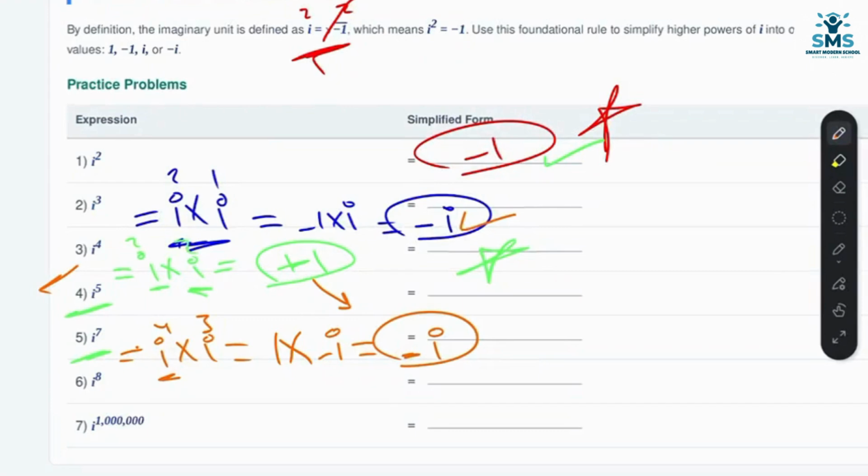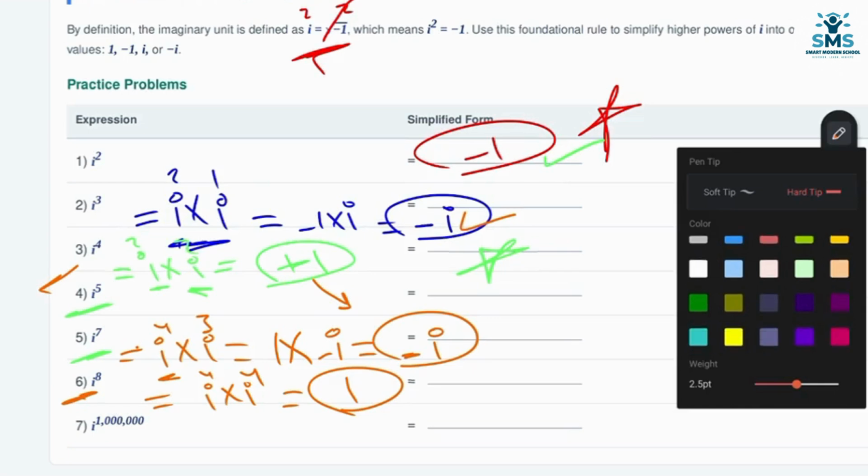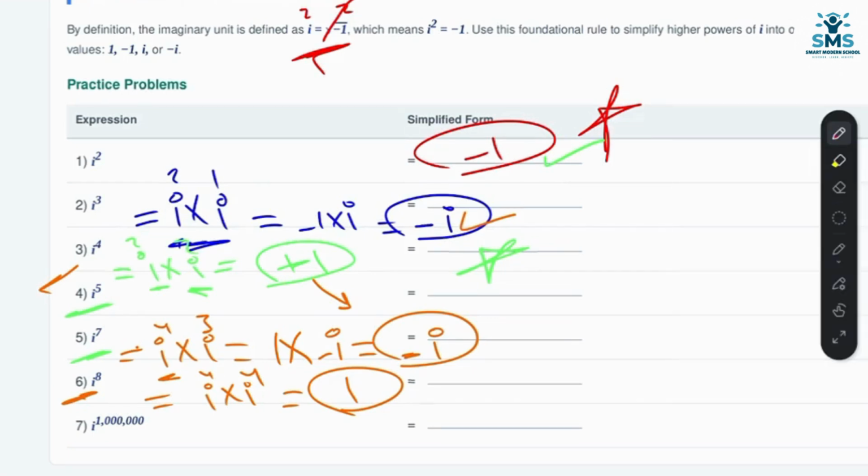Bear with me. One more. i to the power 8, break it down, i to the 4th, to the 4th. The 4th is 1, and 1 times 1 is 1. With some purple in here. So notice that if your power is divisible by 4, okay, 8 here is divisible by 4, 4 here is divisible by 4, the final answer will be 1.